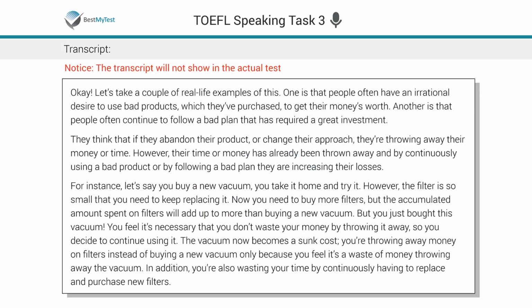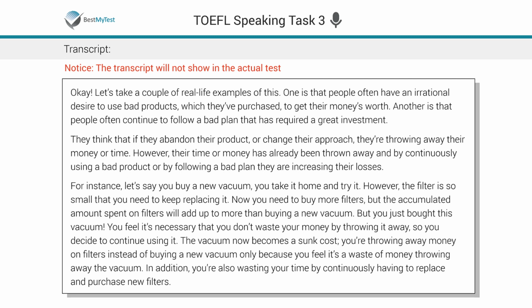Okay, let's take a couple of real-life examples of this. One is that people often have an irrational desire to use bad products, which they've purchased to get their money's worth. Another is that people often continue to follow a bad plan that has required a great investment. They think that if they abandon their product or change their approach, they're throwing away their money or time. However, their time or money has already been thrown away, and by continuously using a bad product or by following a bad plan, they are increasing their losses.